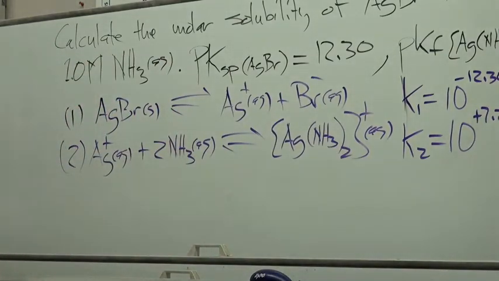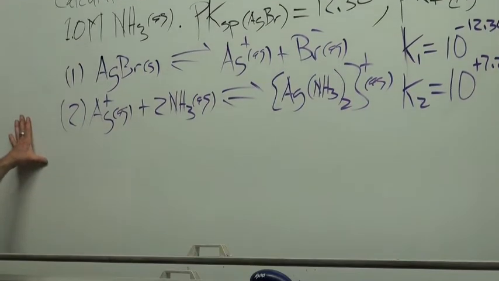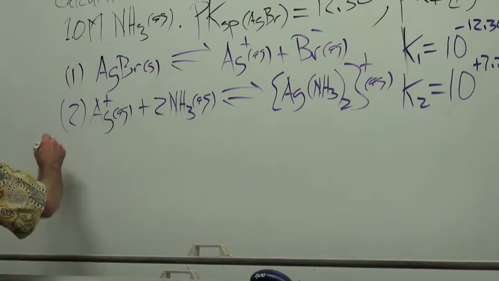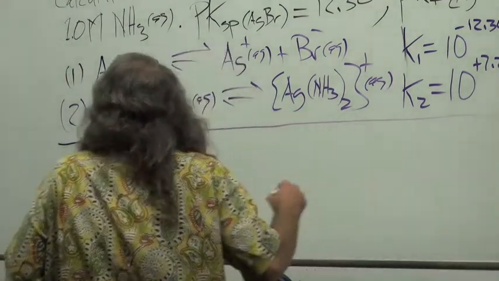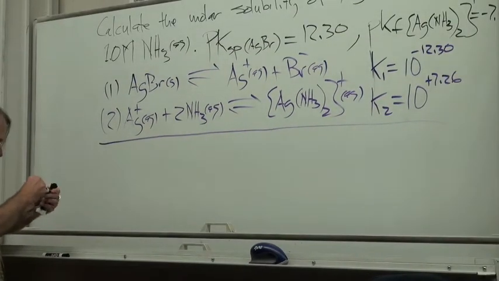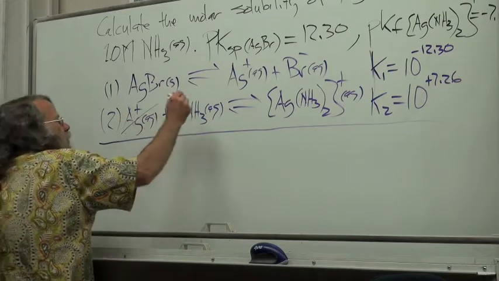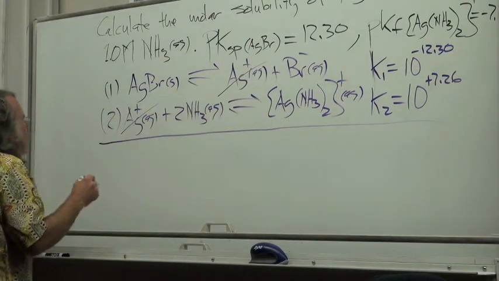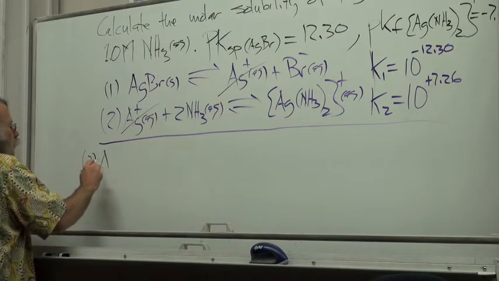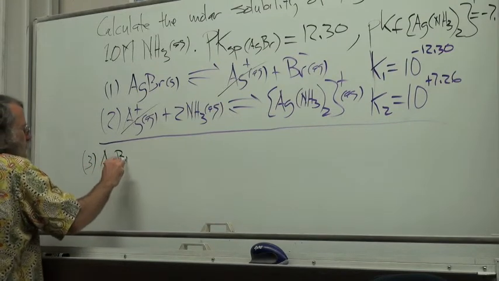I could even ask you what delta G was for a general ballpark question, given the pK. Maybe we should leave all these questions in there. So now I'm going to add these two reactions together. The silver ion is an intermediate, and so I end up with reaction 3 being silver bromide, the overall reaction.